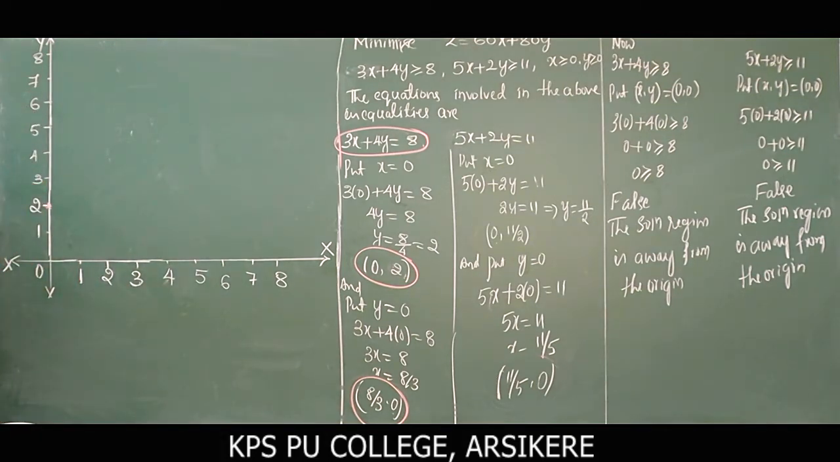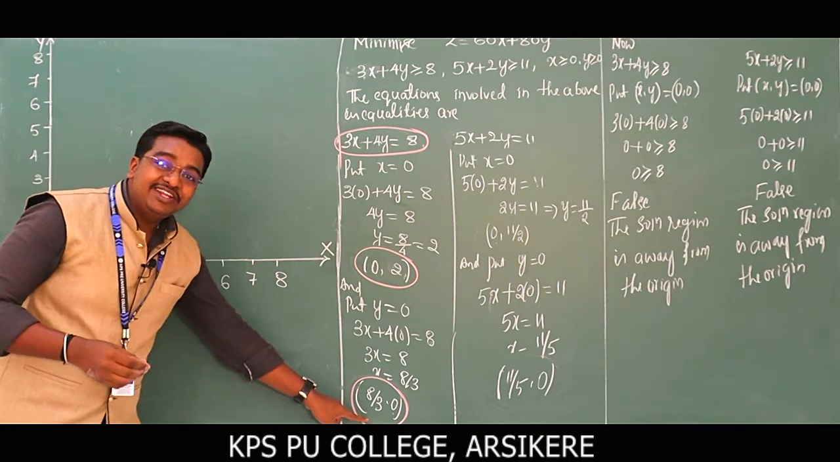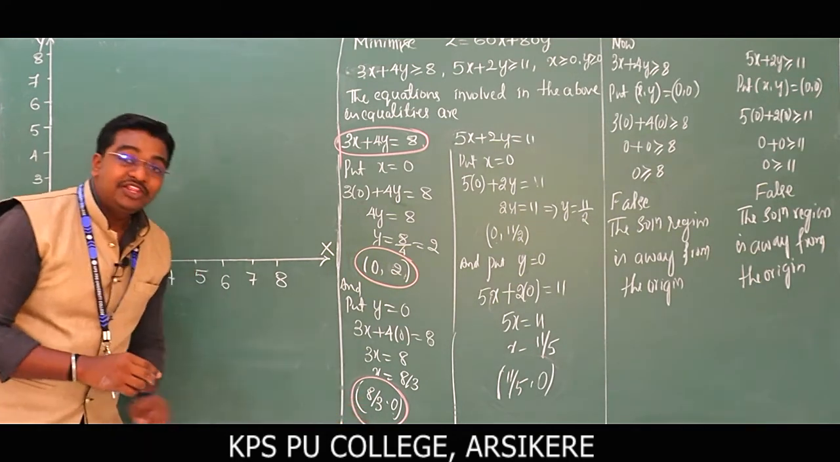That is here (0, 2). This is the point (0, 2) on the y-axis. So the second point is (8/3, 0). Remember, (8/3, 0).